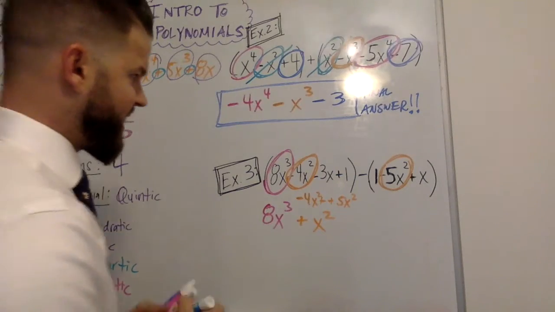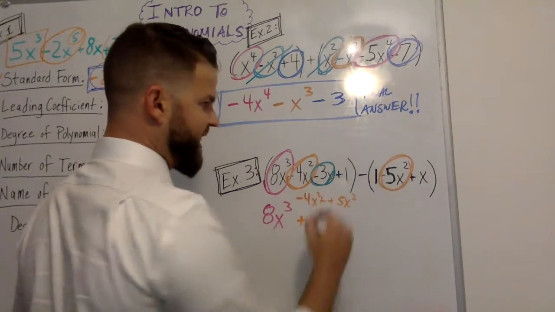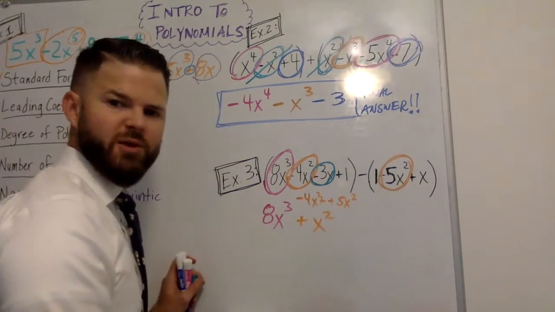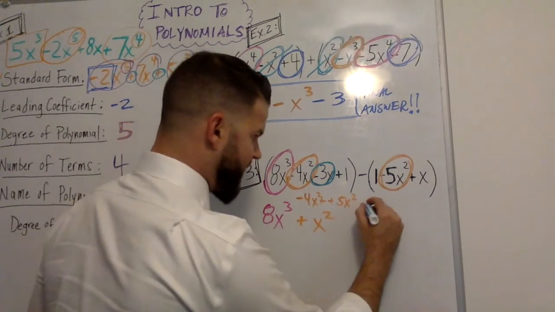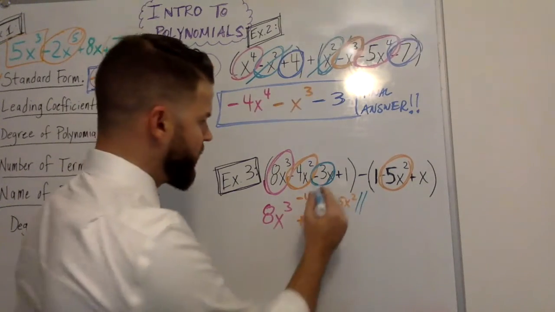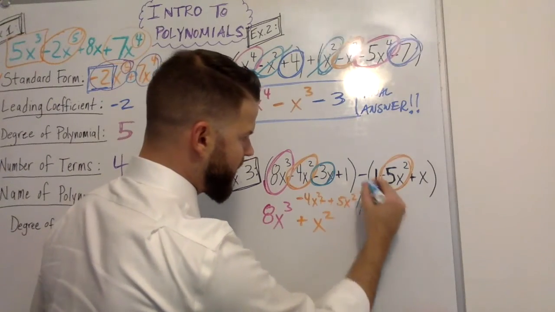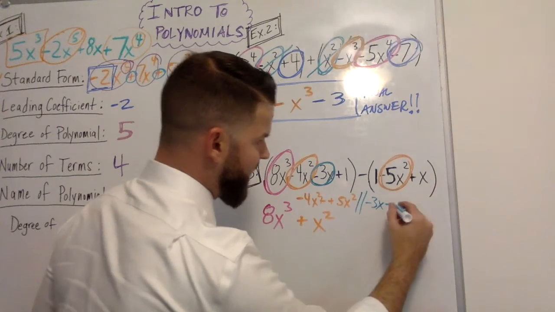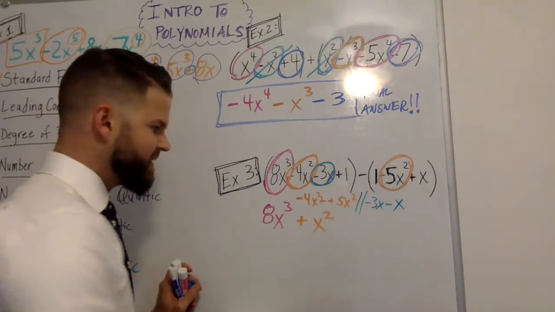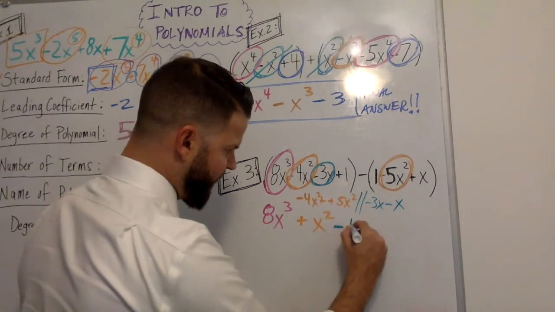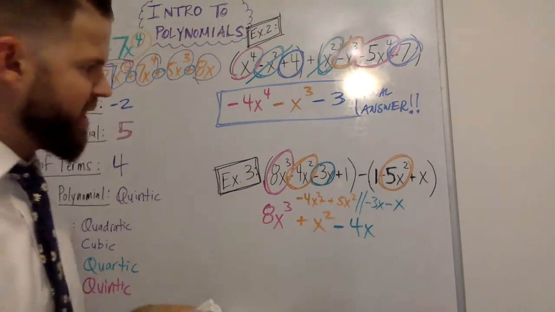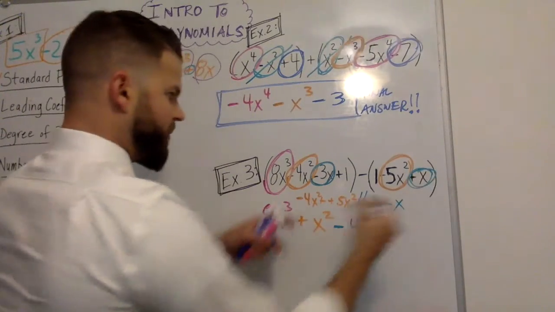All right, keeping it moving. So what's next? This guy's next, an x to the power of 1. Does he have any friends? Yeah, he does. He's got this guy right here. So let's invite him to the party. So let me just make a new section here in blue. We got a negative 3x, right? Minus x. So what do you got? Negative 3x minus x. That sounds like a negative 4x. All right, we're keeping it moving, combining like terms.